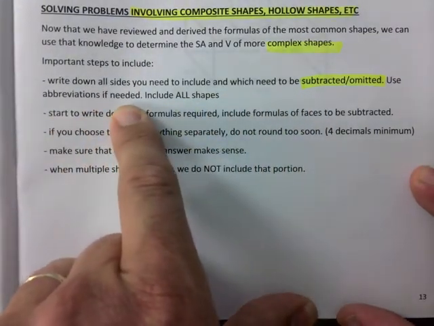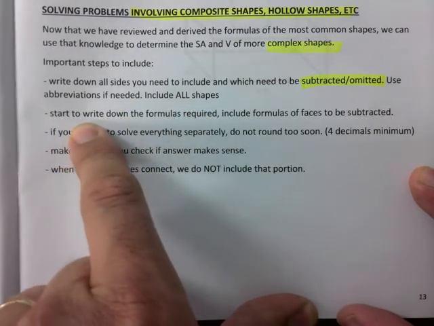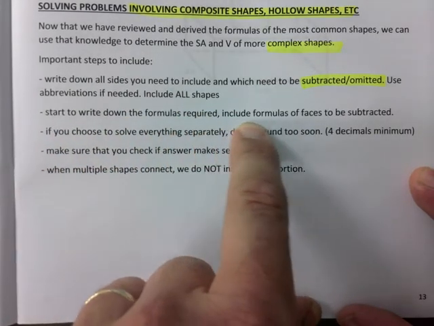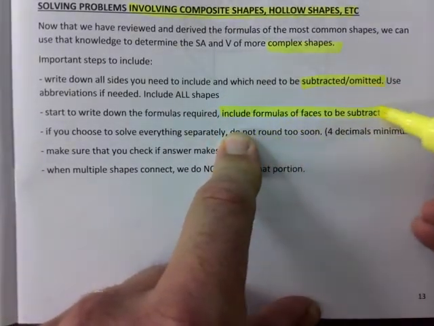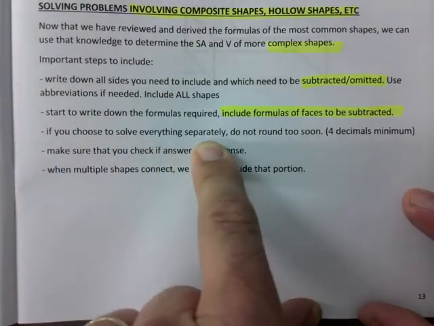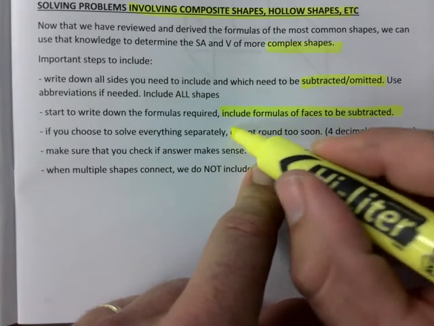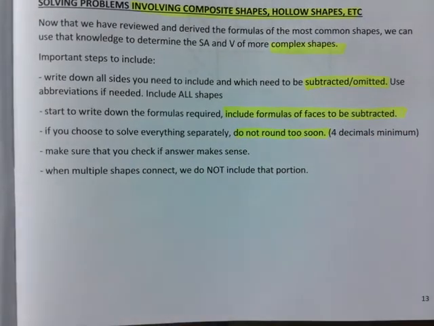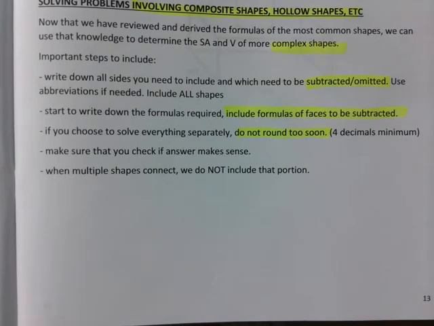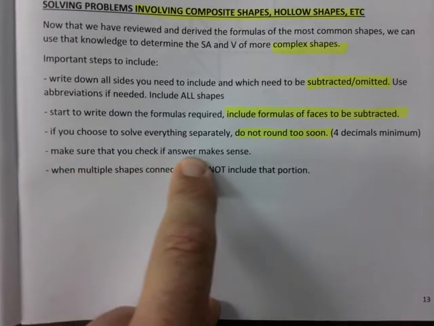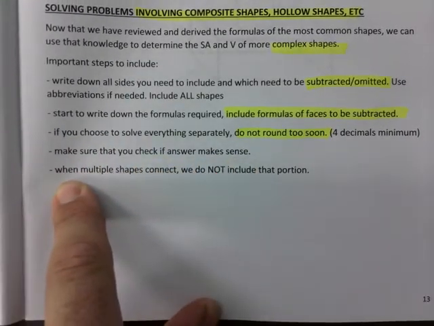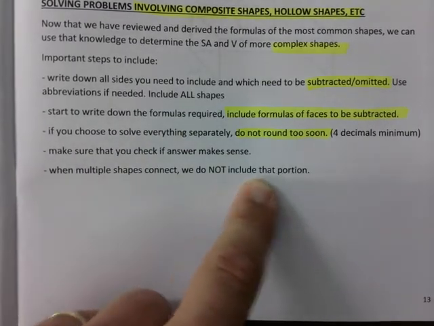Use abbreviations if needed. Include all shapes, right? Start to write down the formulas required. Include formulas for faces to be subtracted, right? That is very important. If you choose to solve everything separately, do not round too soon. Okay? Those of you who had the old calculators last year with me, you're like, this would have been painful, but now that you have the new upgraded calculators, it makes it very easy, right? To just go and copy what you did 3, 4, 5 steps ago, right? Make sure that you check if answers make sense. When multiple shapes connect, do not include that portion, okay?